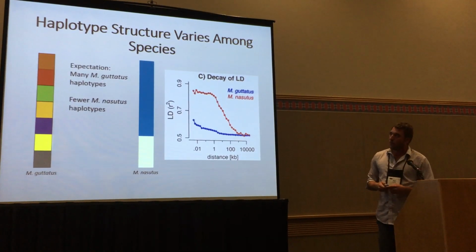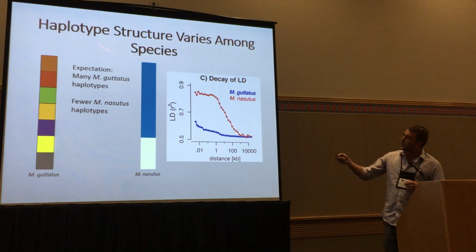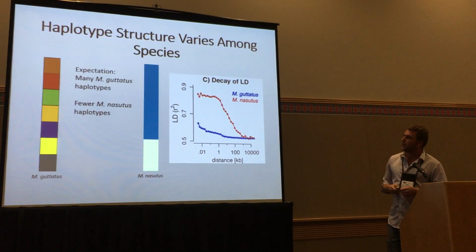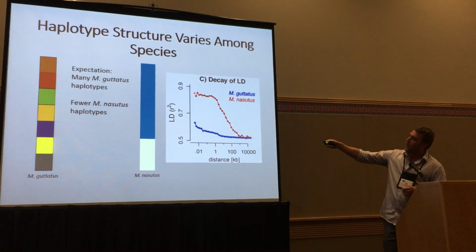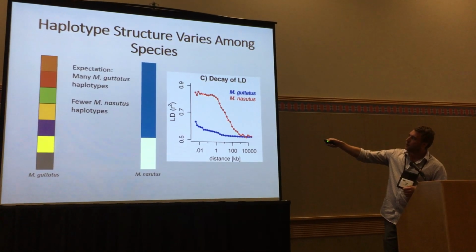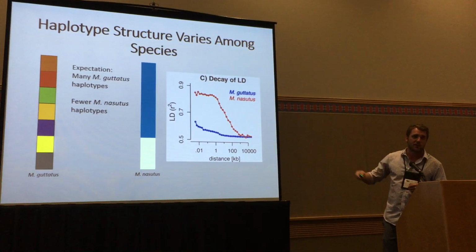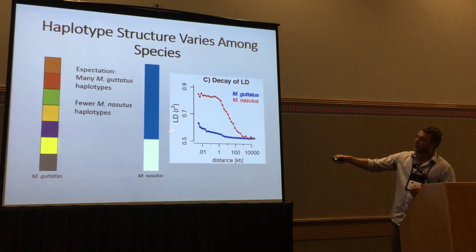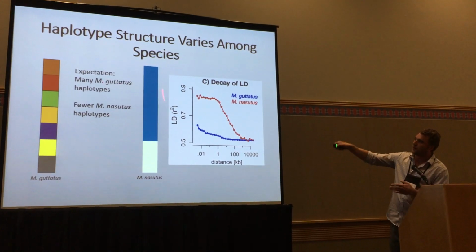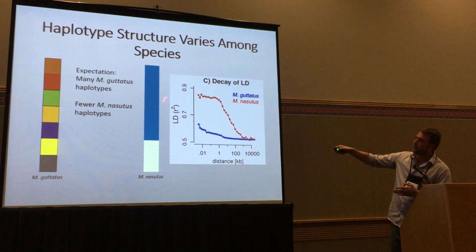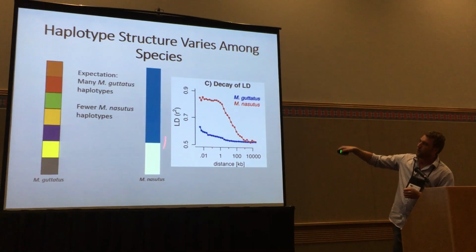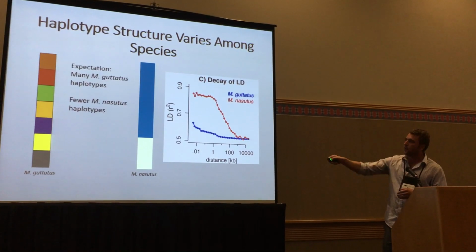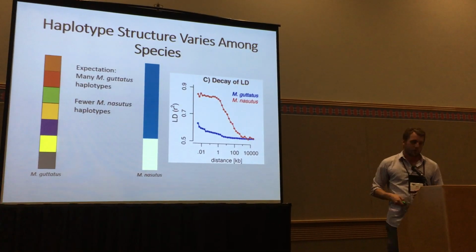There's a prediction to be made about haplotype structure. This is the decay of linkage disequilibrium in Guttatus and Nasutus. LD decays really slowly in Nasutus. It's selfing, so you get this maintenance of haplotype structure. So in Nasutus, if this is all the haplotypes at some locus, you might expect maybe just two haplotypes. But LD breaks down really quickly in Guttatus, so you might expect a whole bunch of haplotypes in Guttatus.